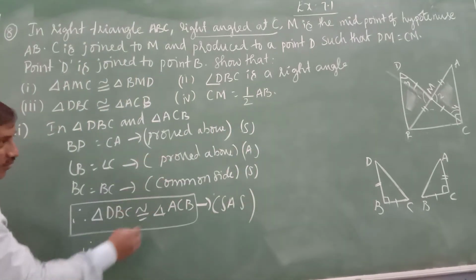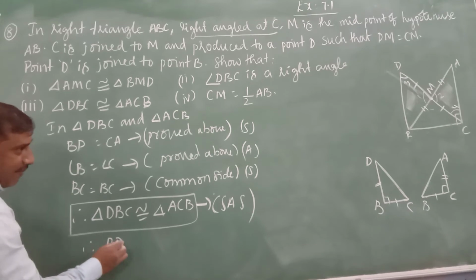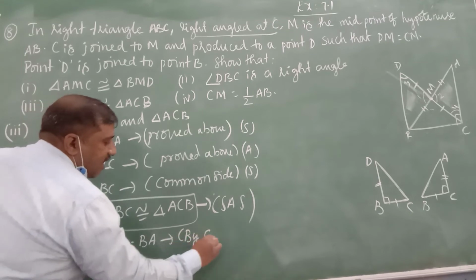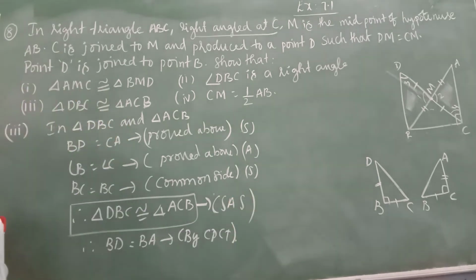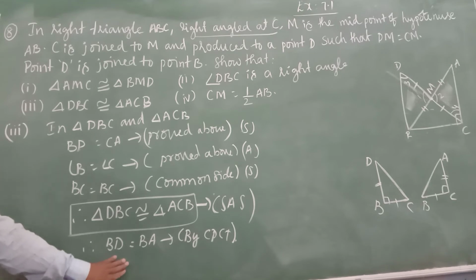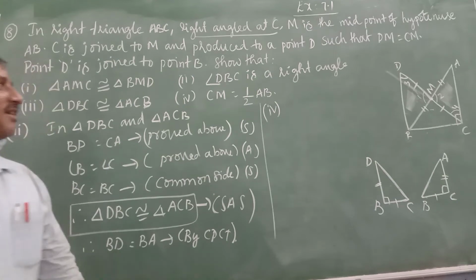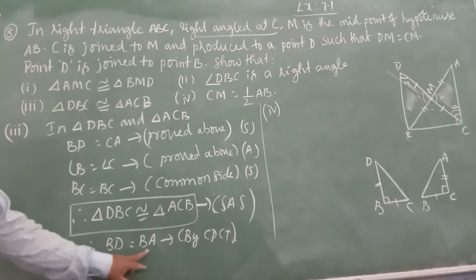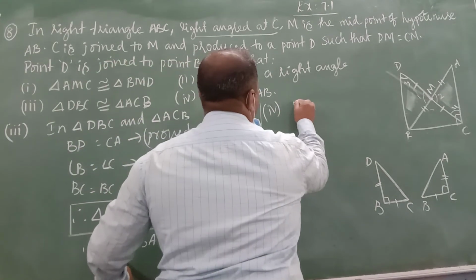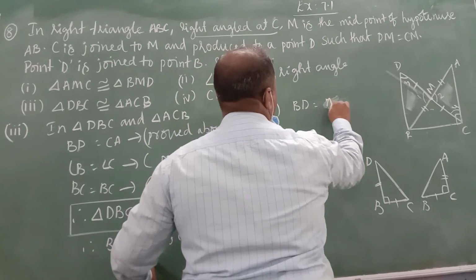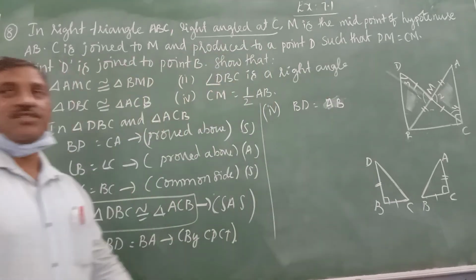Therefore, what are those two lengths? It is DC equal to AB by CPCT, corresponding parts of congruent triangles DBC and ACB. Is it clear? By CPCT. Now, the fourth one we have to prove. What is the fourth one? CM is equal to half of AB. So now come to this one. It is proved here: DC is equal to AB.